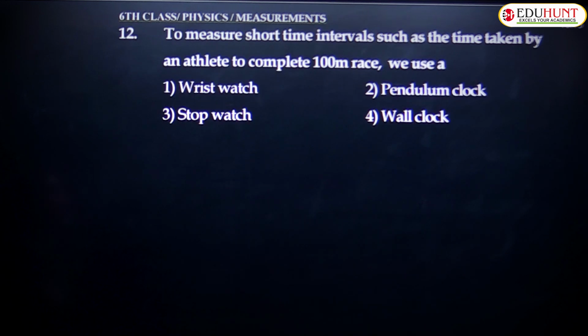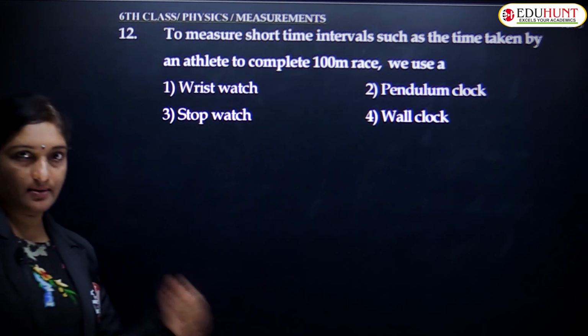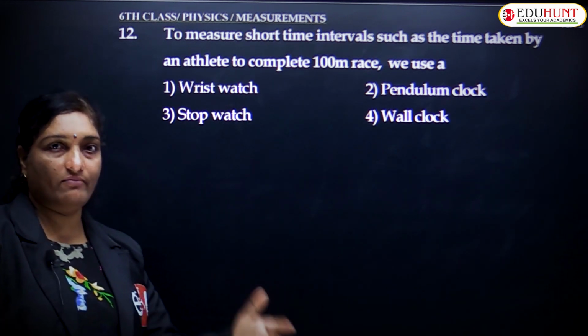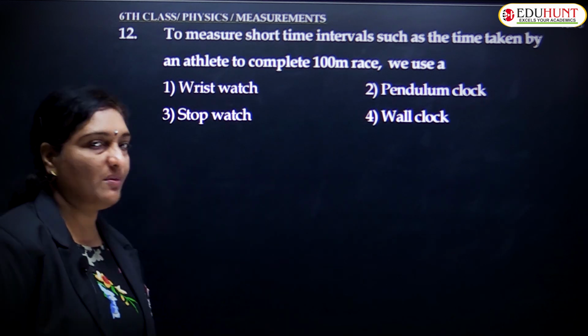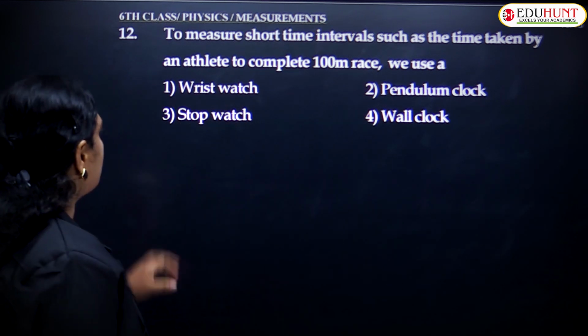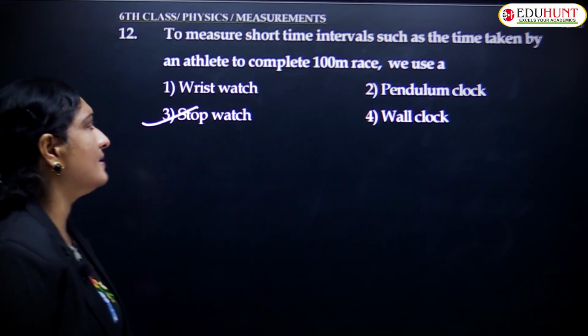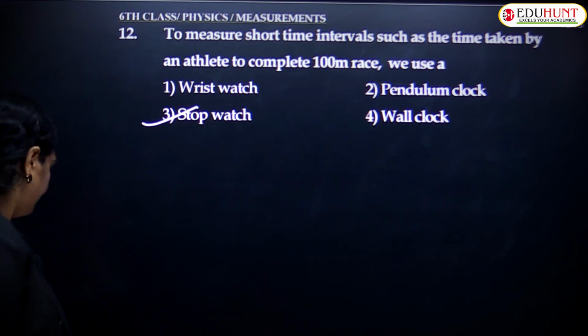To measure short time intervals such as the time taken by an athlete to complete a 100 meters race, we use, I already told you, racing and all. So a small amount of time we will be measuring with a stopwatch. So where is the stopwatch? Here it goes. The answer is the third option.